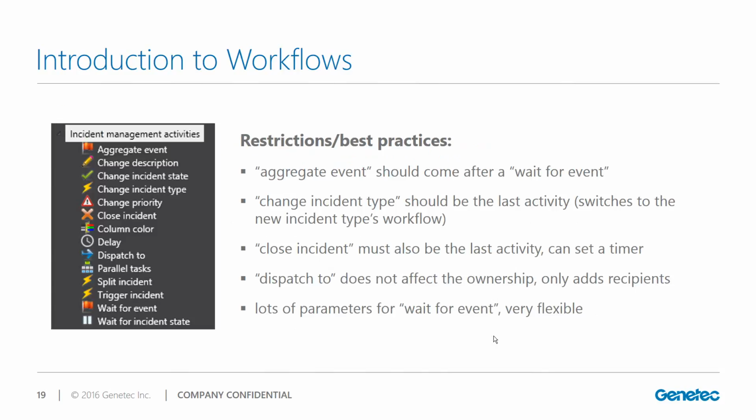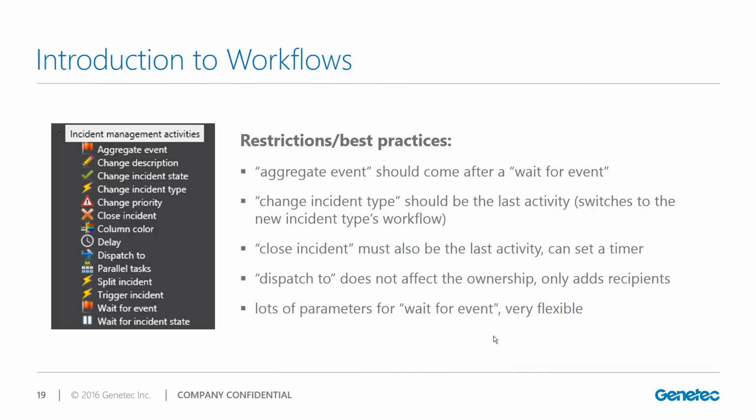So I just want to give you an idea of what the different incident management activities do. I've also listed some restrictions or best practices for these activities. So to start off, an aggregate event activity can be used when we want to basically repeat the event that happened in order to have it attached to the incident in the event history. Looking at our best practices, we want this to come right after a wait for event activity.